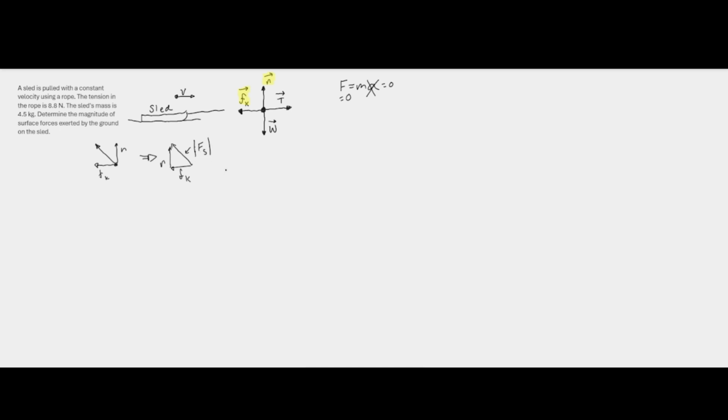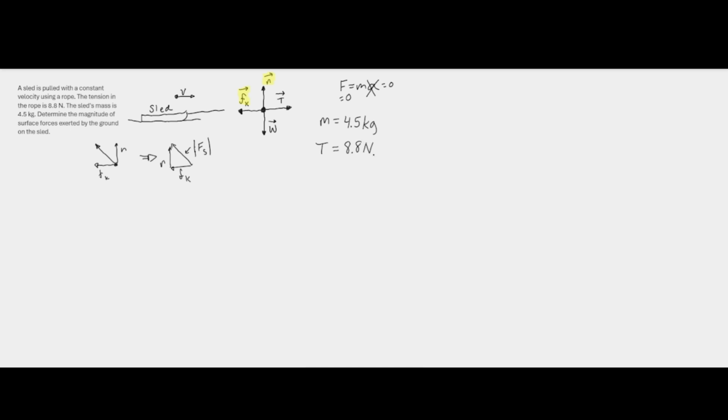So how do we do that? Well, let's start with what we know. Let's write in what we know. The sled's mass is 4.5 kilograms. So we know the mass of the sled. That's going to be useful. And we're told the tension force. So the tension force is equal to 8.8 newtons, and that's pointing to the right.